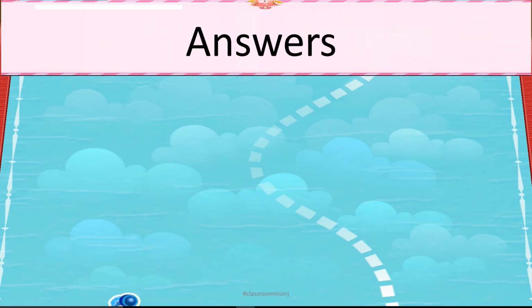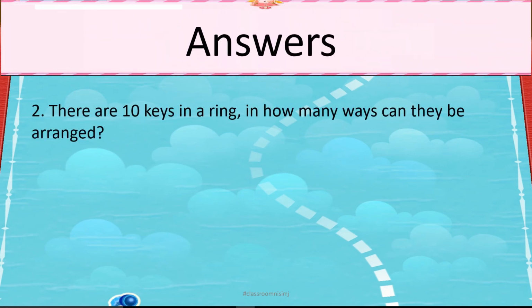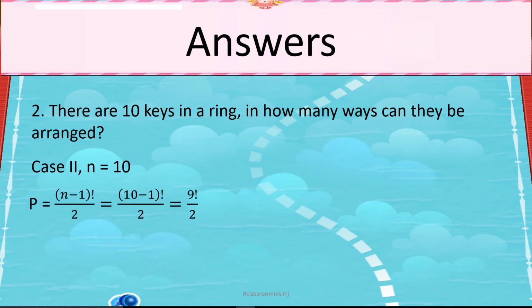Let's have the second problem. In the second problem, there are 10 keys in a ring. In how many ways can they be arranged? This falls in case number 2. n is equal to 10. Since this is under case number 2, we will use n minus 1 factorial over 2. And when we substitute the values, 10 minus 1 factorial over 2 is equal to 9 factorial over 2, or 181,440 ways.